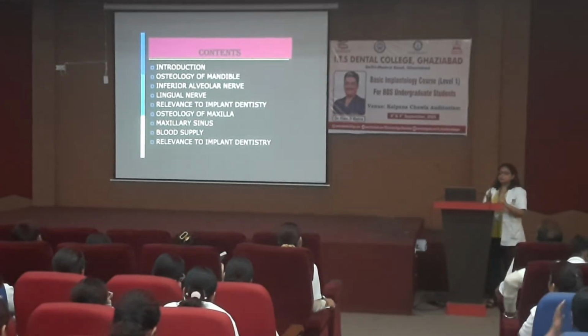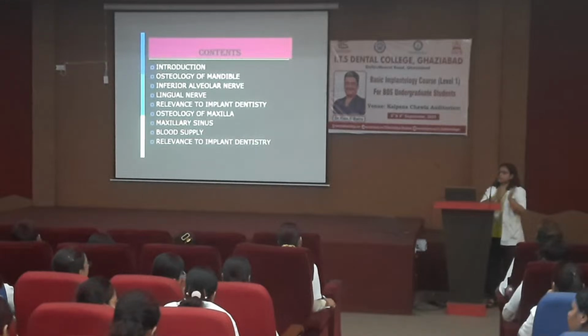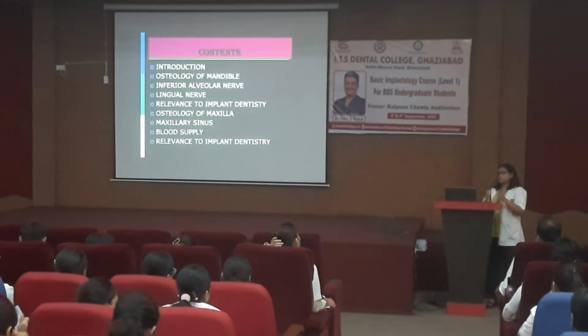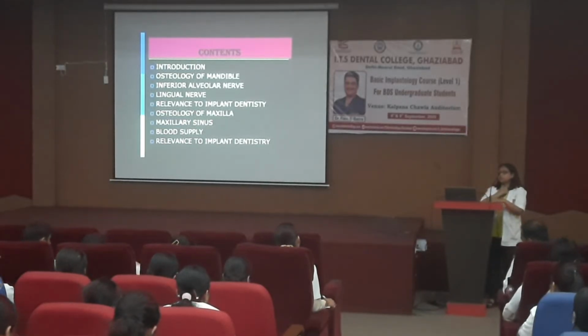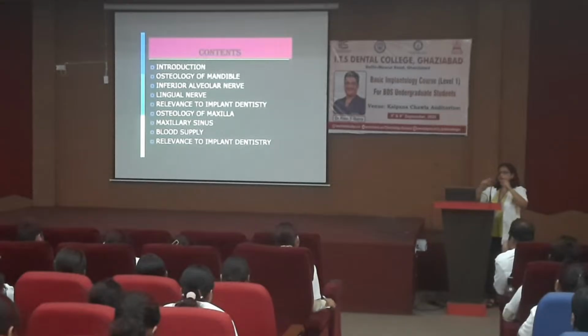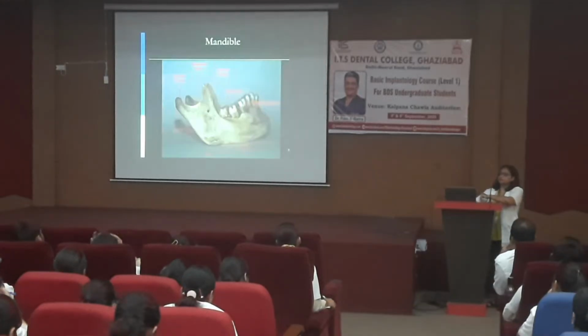Then blood supply, nerve supply, and relevant information that you need to know when you're placing implants in the maxilla, because the maxilla has in the anterior region your nasal cavity and in the posterior region the sinus. So these will limit the height of implant that you can place. So what further modifications you have to do? You have to study that.